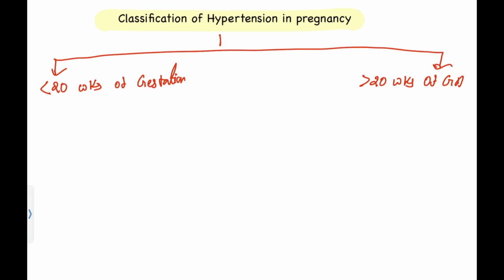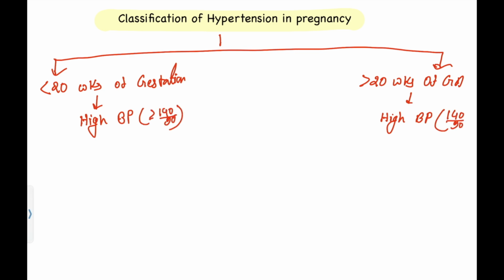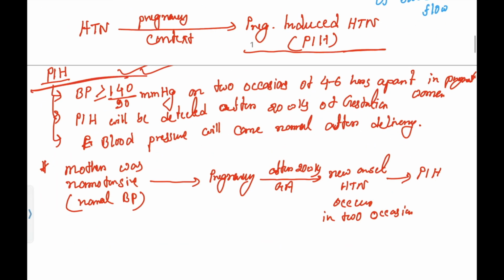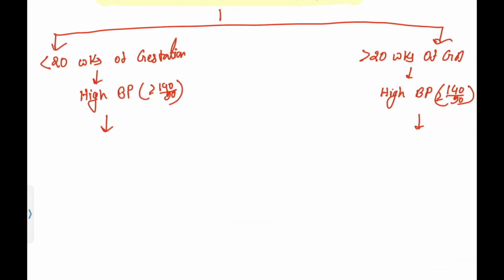Okay, and let's say one mother comes after 20 weeks of gestation. Now, you already know that in both kinds of cases, mother may have high BP. What will the BP be? More than 140 by 90. Here also you got more than 140 by 90. So, I told you, if high BP occurs after 20 weeks of gestation, then it will be considered as PIH. So, here I will consider it as pregnancy induced hypertension, because the mother has high BP after 20 weeks of gestation. That's why this will be considered as PIH.